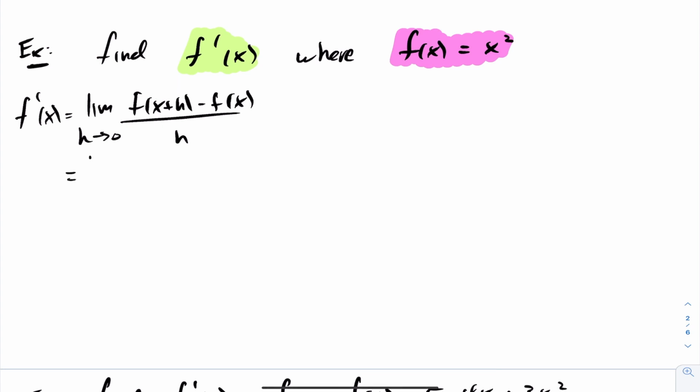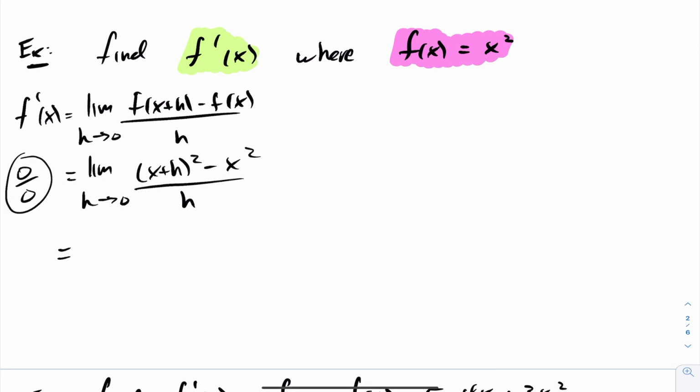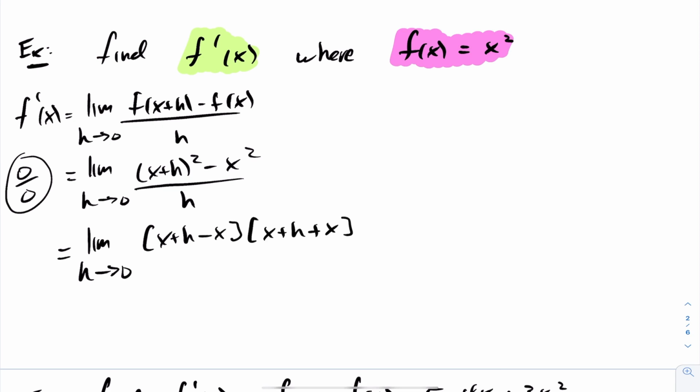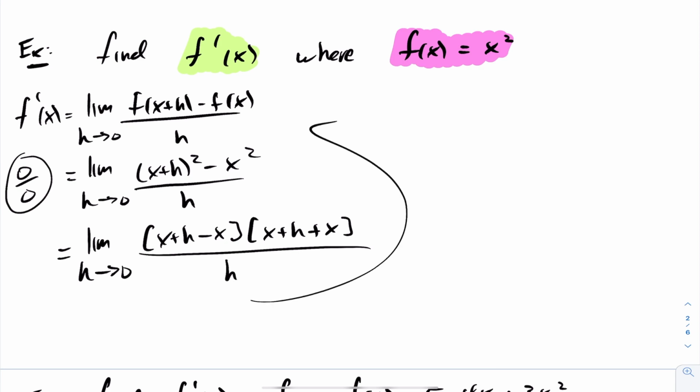So when I do that here, this becomes a limit as h goes to 0. Everywhere I see an x, I change that to an x plus h, all squared, minus x squared, over h. We're still going to go ahead and use our factoring techniques. Notice here, if I let h be 0 here, we would be in an indeterminate form. So we should have some cancellation and factoring techniques we can do. Well, I can do difference of squares. So this would be the limit as h goes to 0 of x plus h minus x times x plus h plus x, whole thing divided by h.